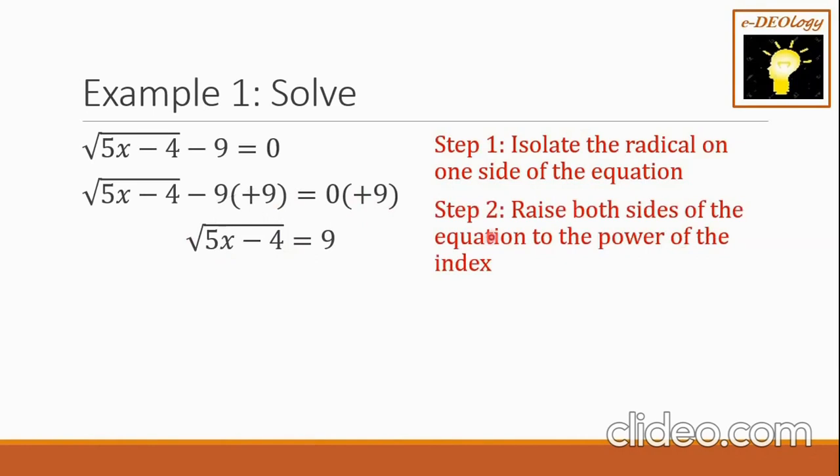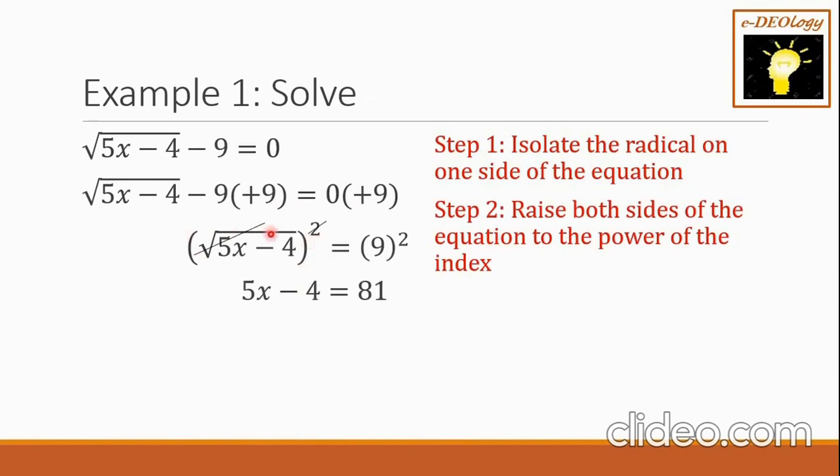We'll go to step 2. Raise both sides of the equation to the power of the index. In our radical, our index here is 2. So we are going to raise both sides of the equation to the power of 2. We can now cancel the radical and the power 2 here. The 5x minus 4 will be simplified. And on the right side, the 9 squared is equal to 81. From here, we'll go to step 3.